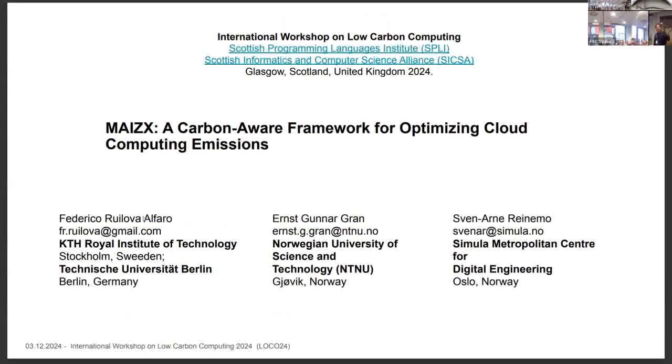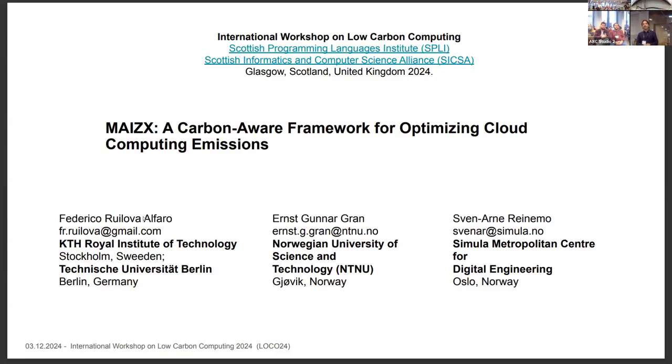I'm Federico. I'm presenting MAIZX, which is a framework for carbon awareness in cloud computing. My background is in electronic engineering. Also, I did my master's degree in computer science, specialized in cloud computing and network infrastructures. And I also lead a startup in the field of sustainable cloud computing.